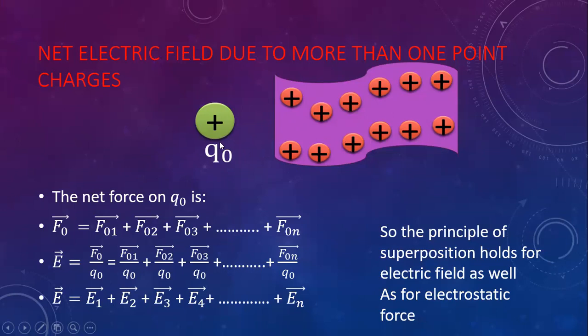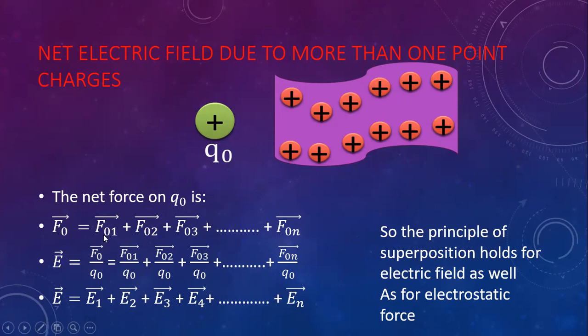And then we will find the electric field for each point charge, and then we will sum these electric fields. So let's start. The net force acting on this charge Q naught, F naught, will be the sum of the force acting on test charge Q naught due to charge Q1 plus the force acting on test charge Q naught due to charge Q2 plus the force due to Q3, up to the force acting on this test charge due to the n-th charge.